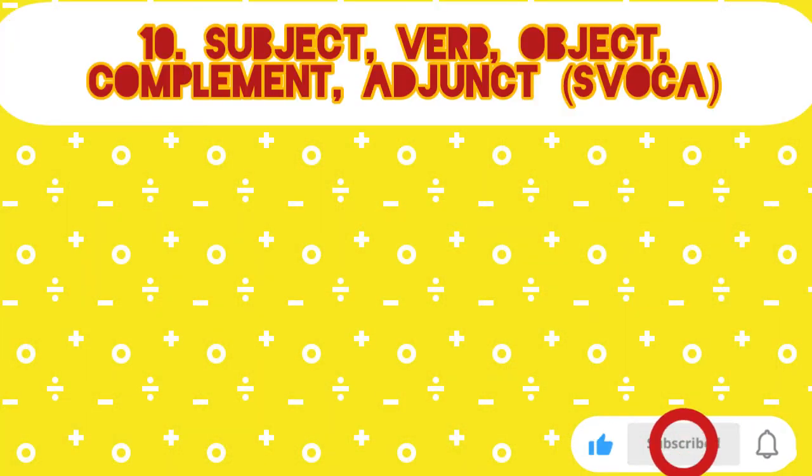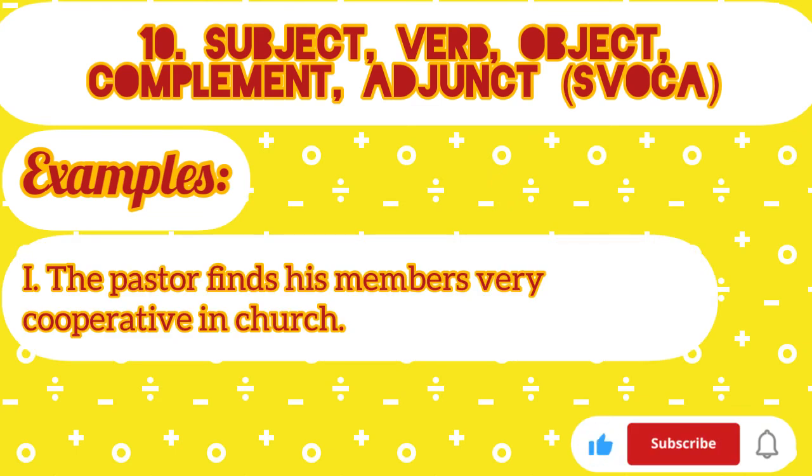Okay, now let's move to the 10th structure example. Subject, verb, object, complement, adjunct. That is the SVOCA itself. The pastor finds his members very cooperative in church. The pastor here is the subject. Finds is the verb. His members, object of the sentence. Very cooperative, complement of the object. Then in church is the adjunct in that sentence. Now let's move to the next example under this structure.